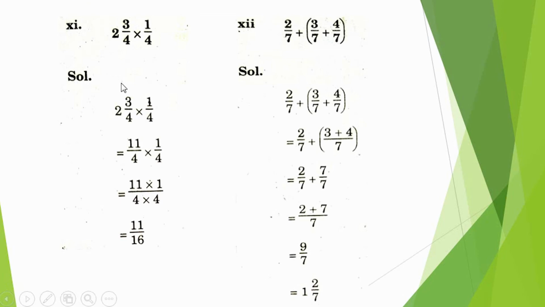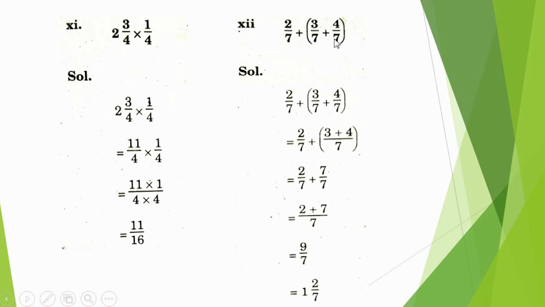Now question number 11, 2 and 3 over 4 multiply 1 over 4. 4 twos are 8, add 3, 11, answer will be 11 over 4 multiply 1 over 4. When we multiply 11 with 1, answer will be 11, and 4 multiply with 4, answer will be 16. Answer comes 11 over 16.